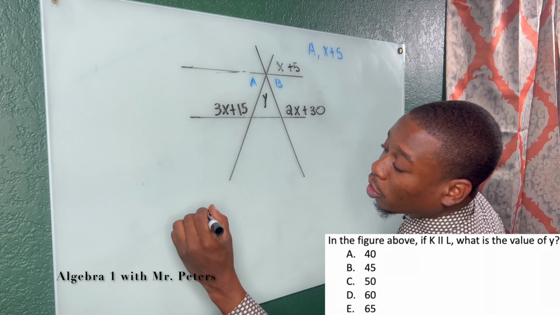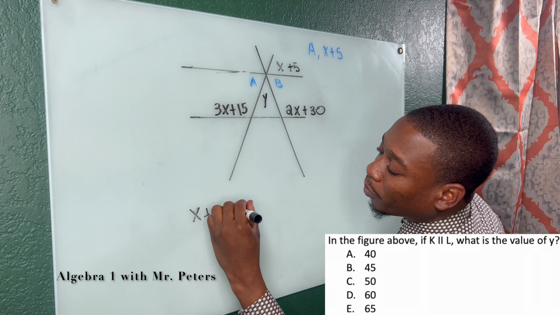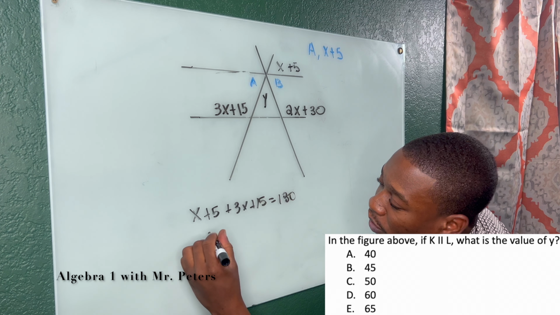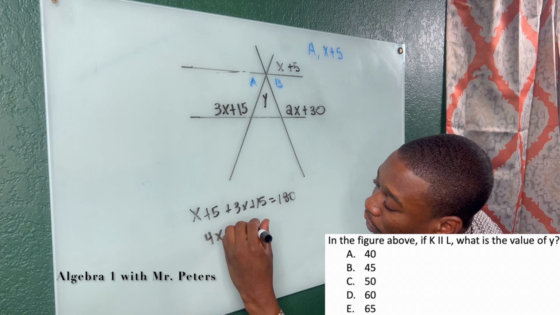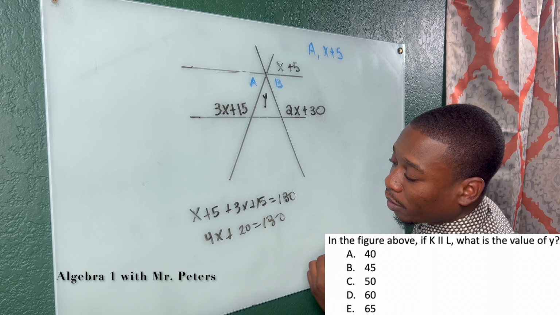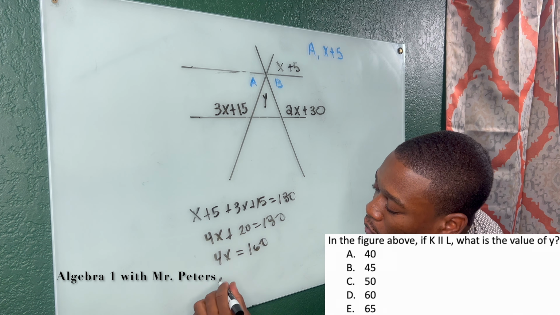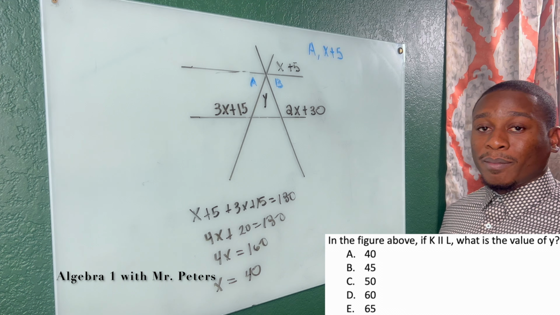All right. So we have x plus 5 plus 3x plus 15 is equal to 180. When we simplify, we'll get 4x plus 20 is equal to 180. We'll get 4x is equal to 160. When we divide by 4, x is equal to 40. So what does that mean now?